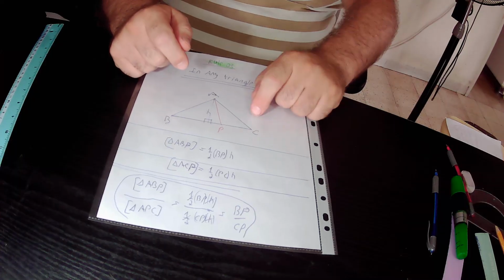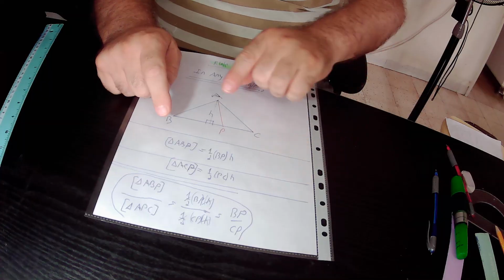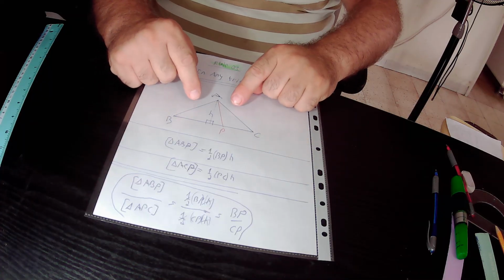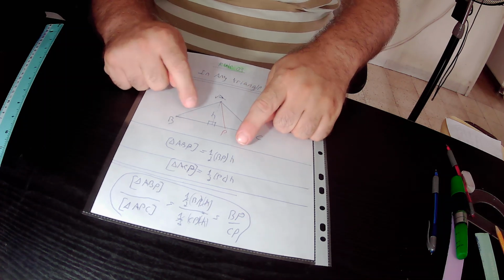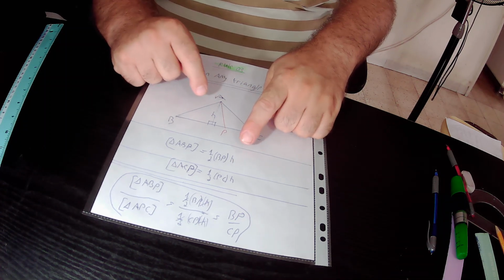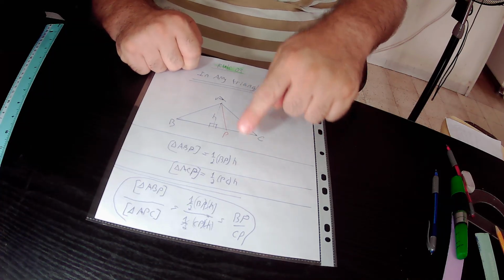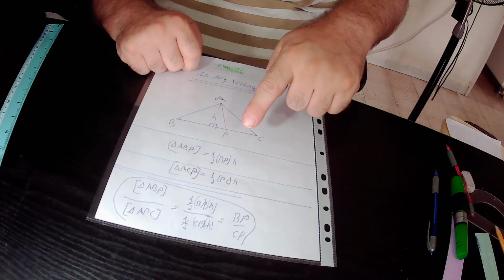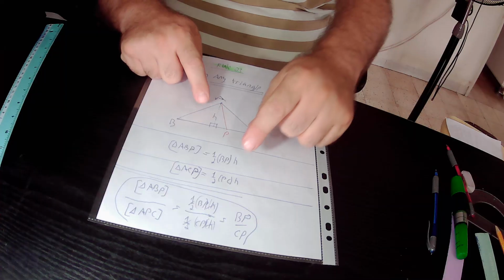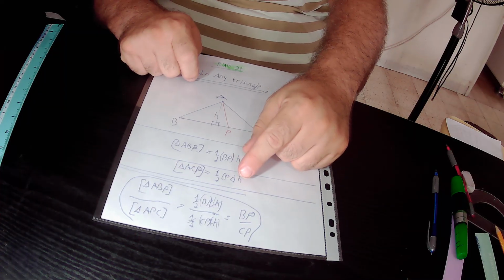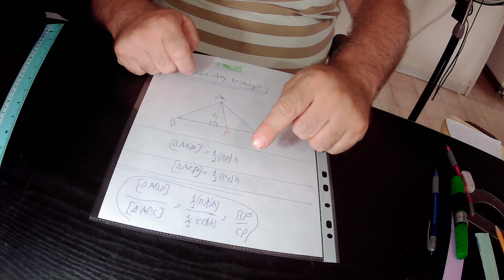Actually, how do we get to this expression? We know that the area of triangle ABP is the base, that is BP, times the height, that is h, over 2. The area of triangle APC is the base PC times the height, that is h, over 2. Both triangles have the same height h. And the ratio between the areas of those two small triangles is the ratio between those two expressions, of course.